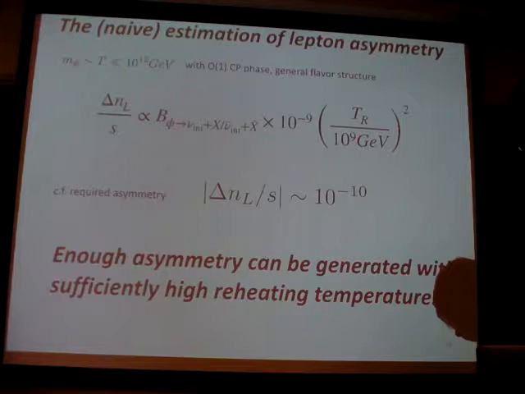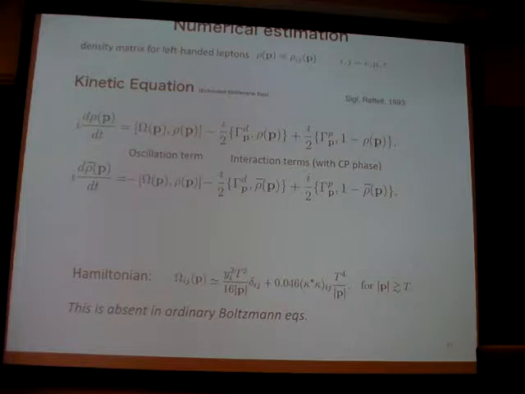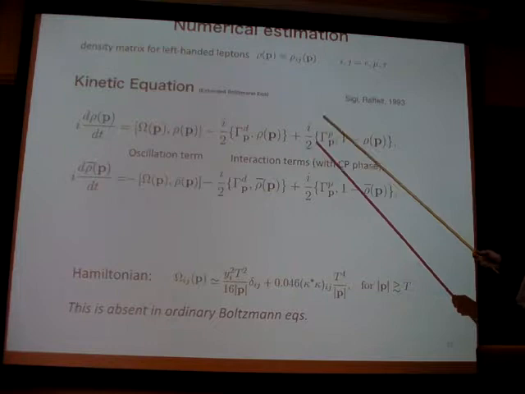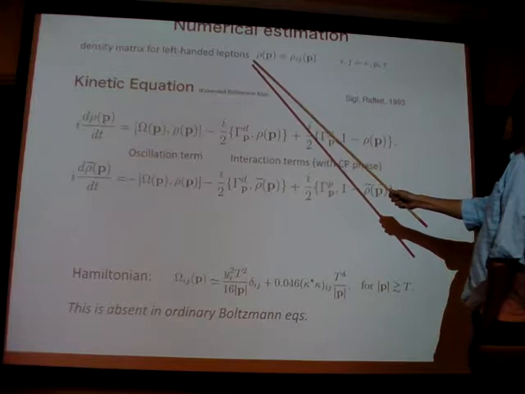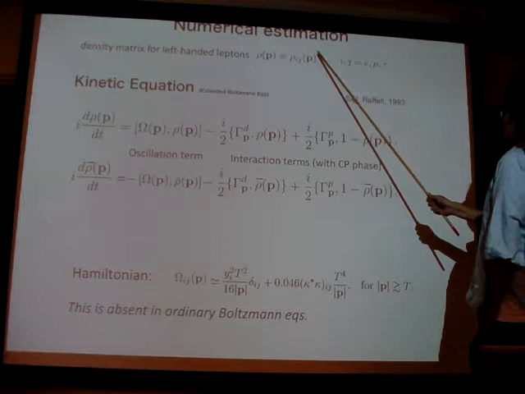So I will solve the kinetic equation to represent this thermalization process. A kinetic equation is the extension of Boltzmann equations. It can be derived from first principles, namely from the Lagrangian with certain approximations. The kinetic equation describes the time evolution of the density matrix. Here, we consider the density matrix of left-handed leptons, and it is a 3x3 matrix. It is a function of momentum.